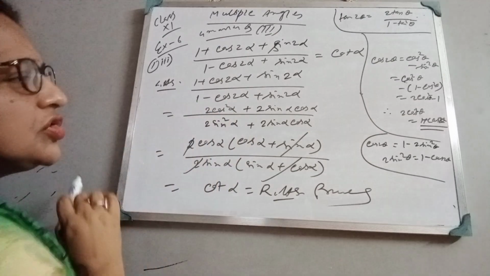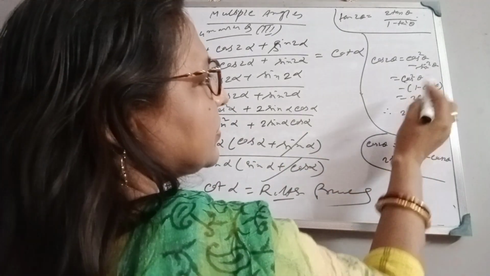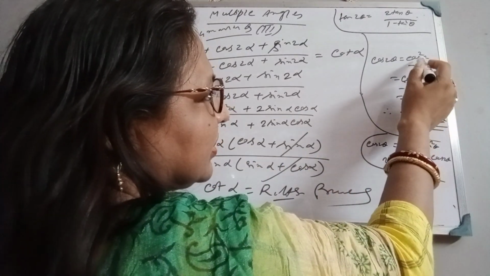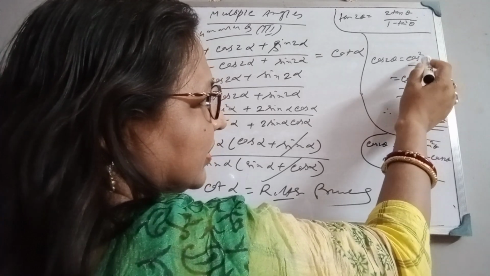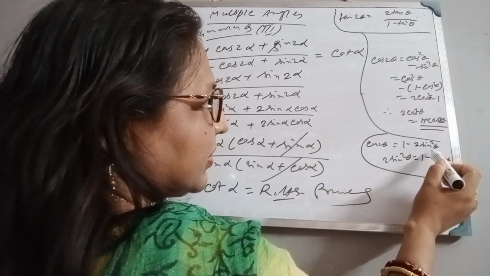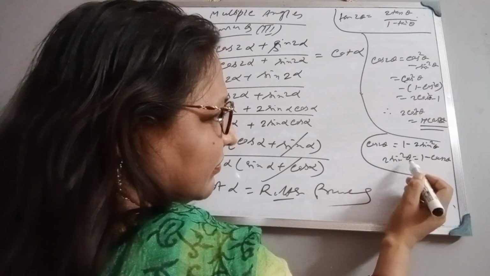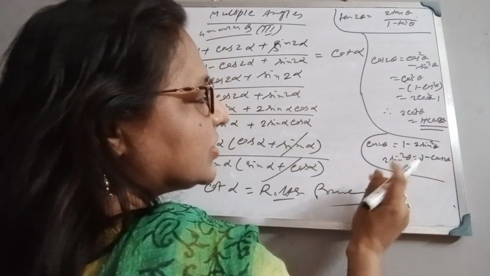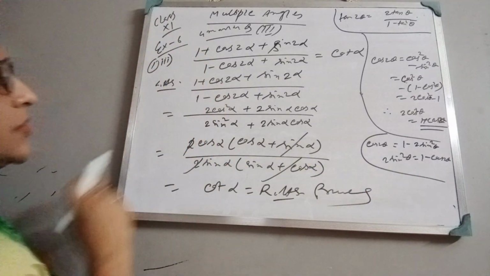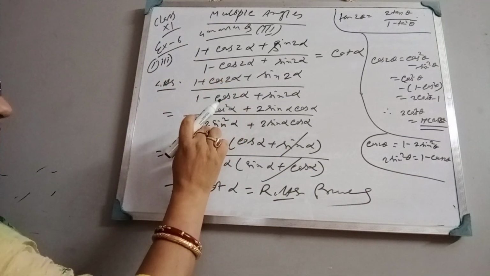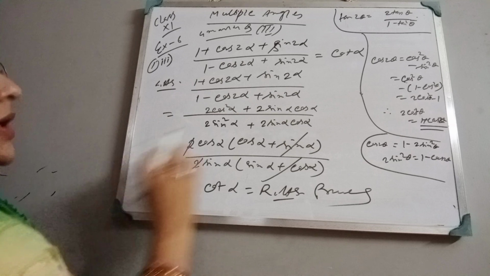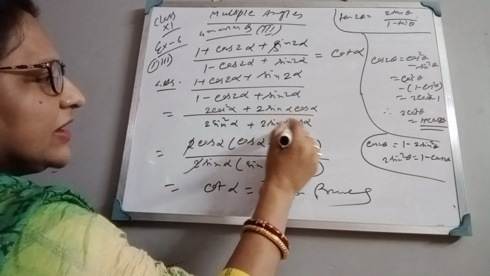Now 1 minus cos 2 alpha means what? Cos 2 theta is equal to, again, instead of cos square theta, if we put 1 minus sin square theta, it is coming 1 minus 2 sin square theta. So now take 2 sin square theta to the left hand side, then we will get 2 sin square theta is equal to 1 minus cos 2 theta. So instead of 1 minus cos 2 alpha, we can write 2 sin square alpha. And sin 2 alpha equals 2 sin alpha cos alpha.